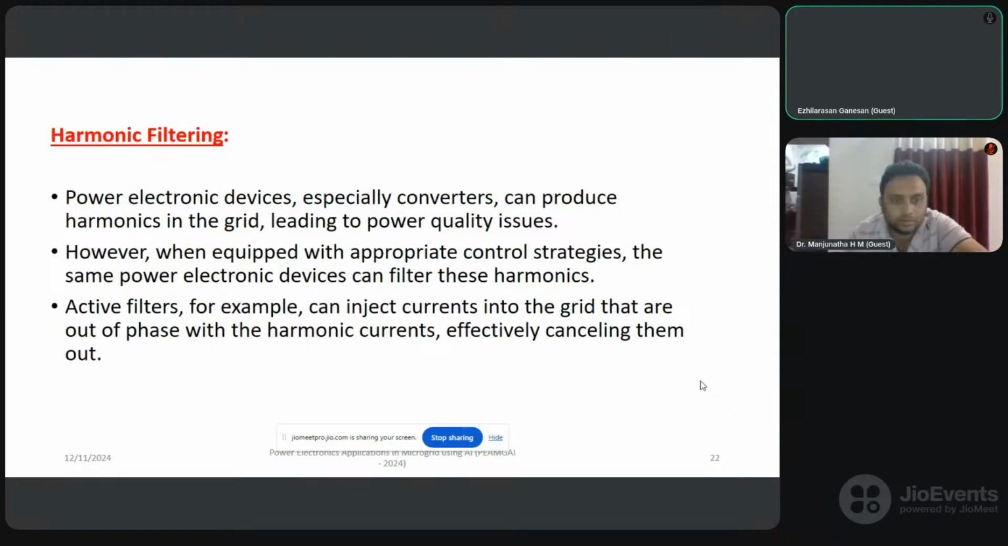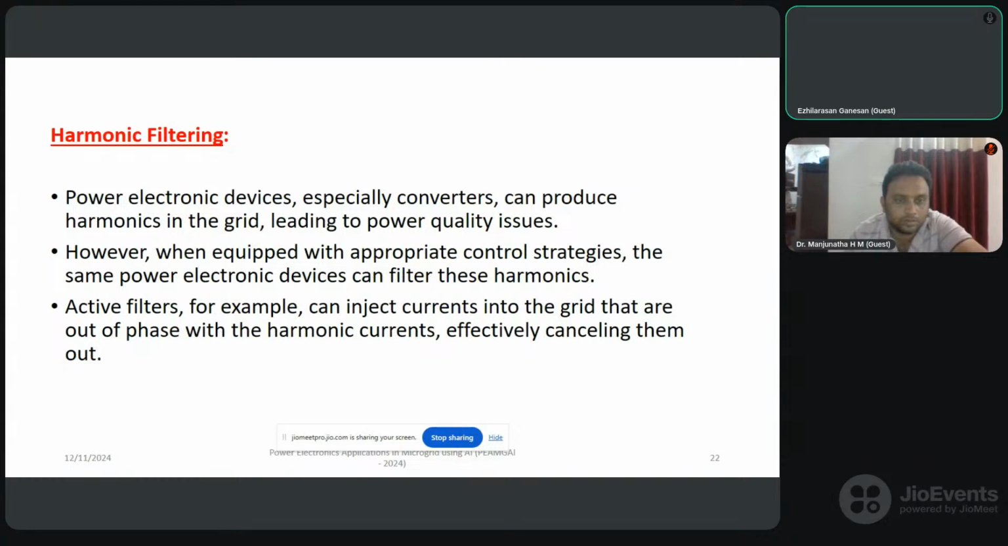So what is power quality? Harmonic filtering. Power electronic devices, especially converters, can produce harmonics in the grid, leading to power quality issues. However, when equipped with appropriate control strategies, the same power electronic devices can filter these harmonics. Active filters, for example, can inject currents into the grid that are out of phase with harmonic currents, effectively cancelling them out. This harmonic filtering is a happening thing in power systems.